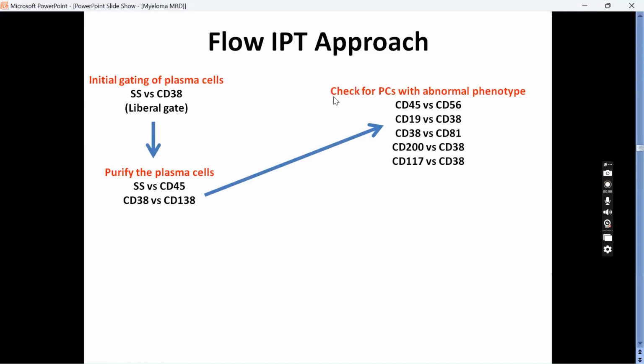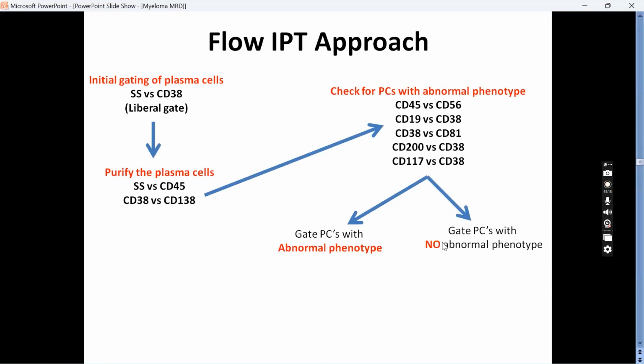For example, CD45 versus CD56, CD19 versus CD38, CD38 versus CD81, CD200 versus CD38, CD117 versus CD38. So across all combinations, try to pick out plasma cells which are showing abnormal phenotype. Once you do, gate the abnormal plasma cells and also gate the normal plasma cells. Gate the plasma cells with no abnormal phenotype, those are normal plasma cells, and gate the plasma cells which are showing abnormal phenotype. Once you get this, you check both these populations separately in kappa lambda.